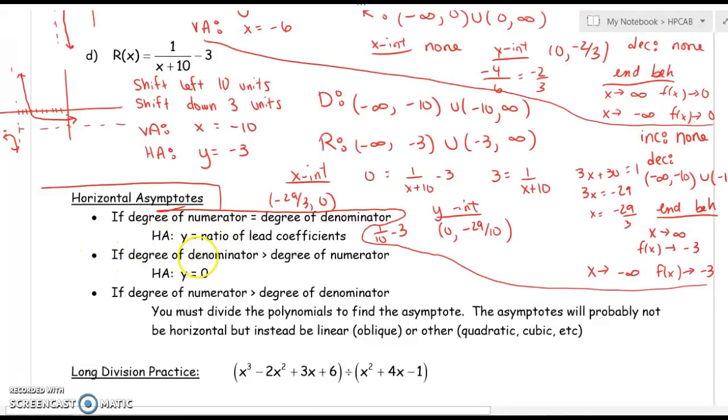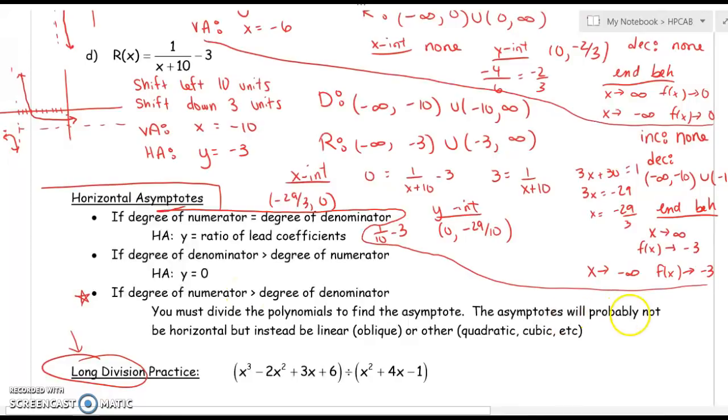If the degree of the denominator is greater than the degree of the numerator, then the horizontal asymptote will just be y equals 0. And then this one is always the fun one. If the degree of the numerator, so the exponent on top, is bigger than the exponent on the bottom, then you've got to divide. All right, we've been doing synthetic division. We're going to actually be doing long division now, because that's kind of the best way to do it.